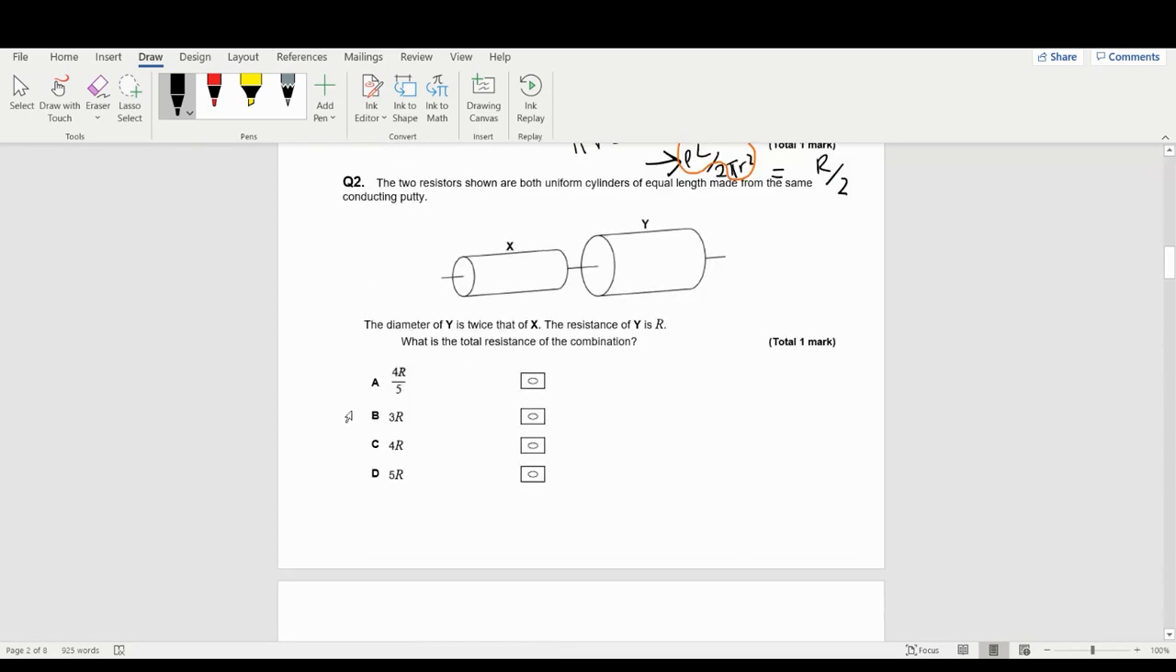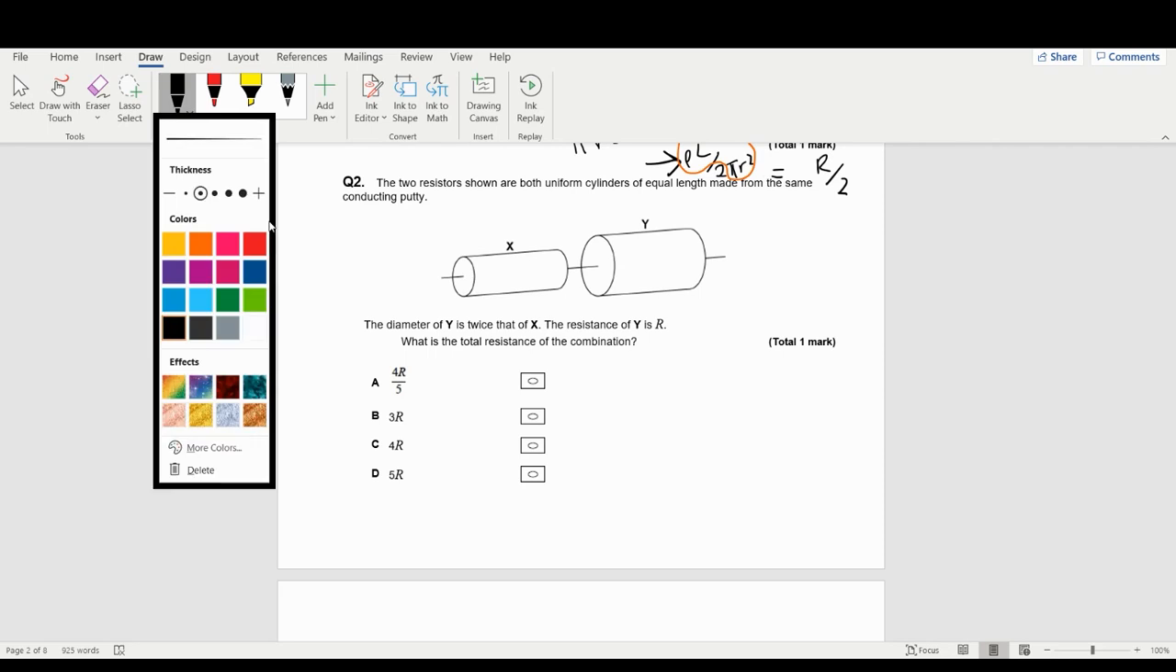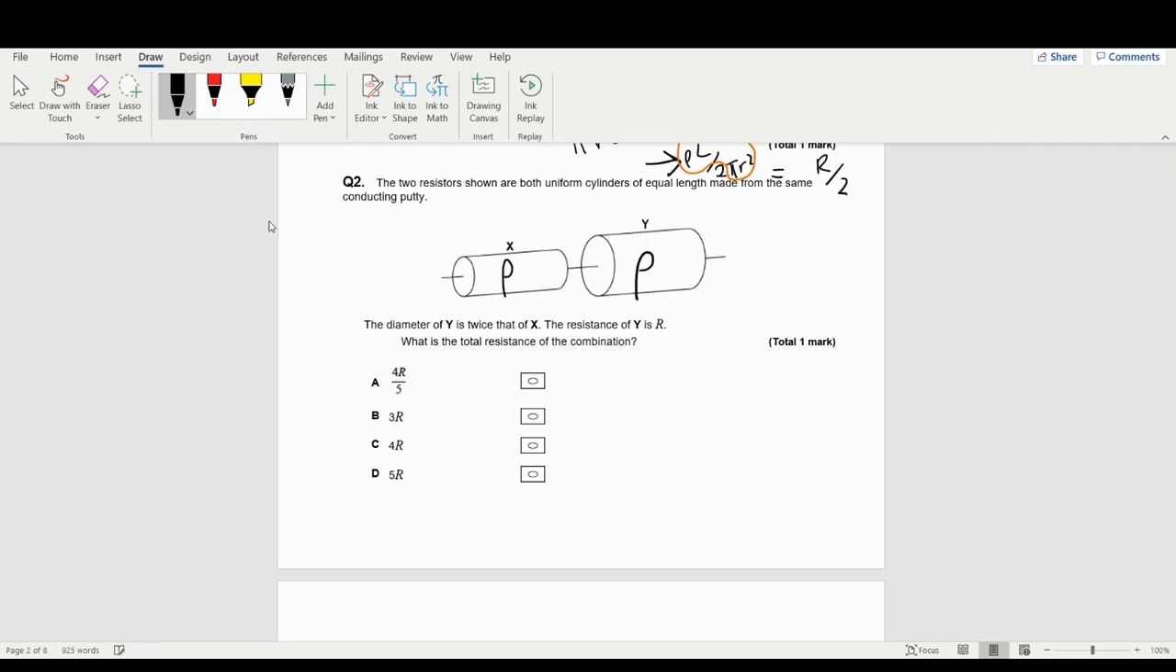Oh, we got to love this one. So this one, the two resistors are shown with uniform cylinders of equal length and are made from the same conducting putty. So they have both got the same resistivity. So the resistivity of this is exactly the same as the resistivity of this. Okay. The diameter of Y is twice that of X. The resistance of Y is R. What is the resistance of the total combination?